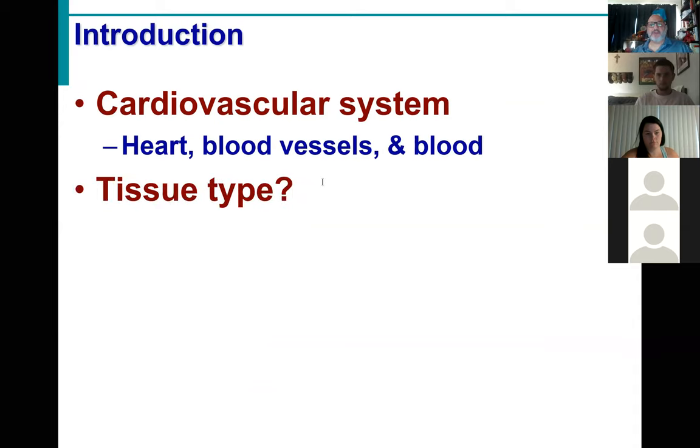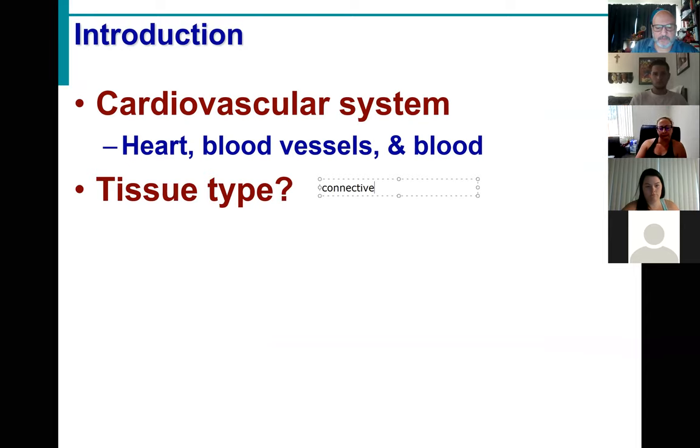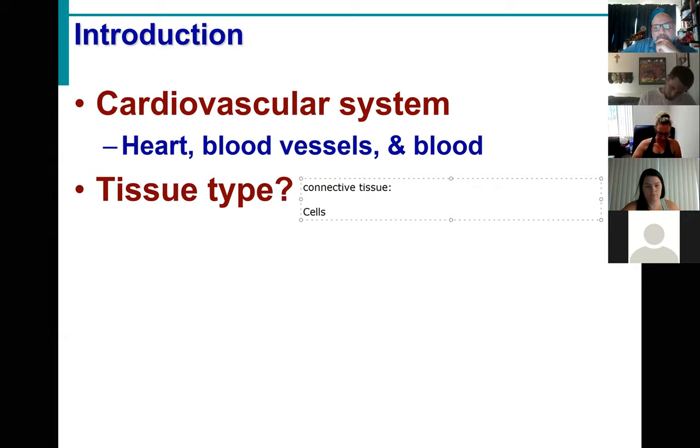What tissue type is blood again? Connective. Connective, excellent. All right, how do we know? Because that's what we learned in 4:30. What are the criteria for connective tissue? Connective tissue, like all tissues, is comprised of cells, right? All tissues are made up of cells. But what else are connective tissues comprised of?